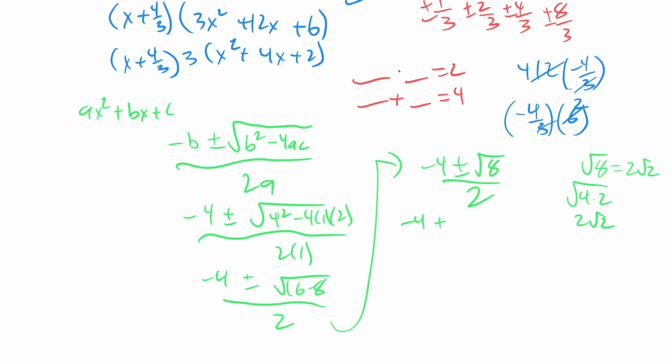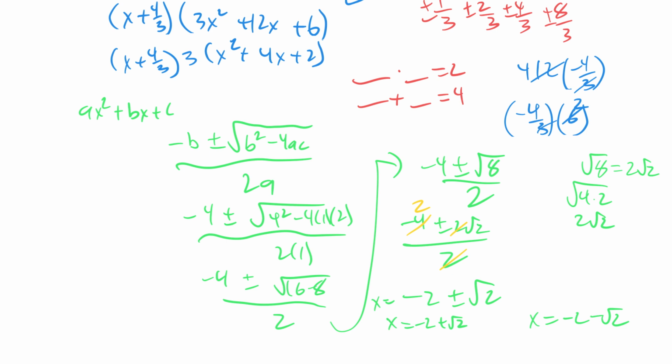Okay, well, we'll keep going here. 2 root 2 over 2. Now I can divide each term by 2. And so I'll have negative 2 plus or minus root 2. Okay, so this is what x equals, but I was writing it in the factored form. So this is, again, a little tricky at the very end here. X equals negative 2 plus root 2, and x equals negative 2 minus root 2 are our two x values.